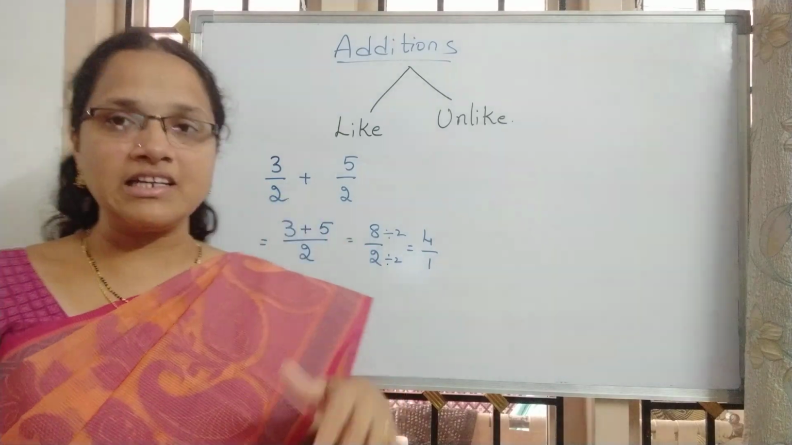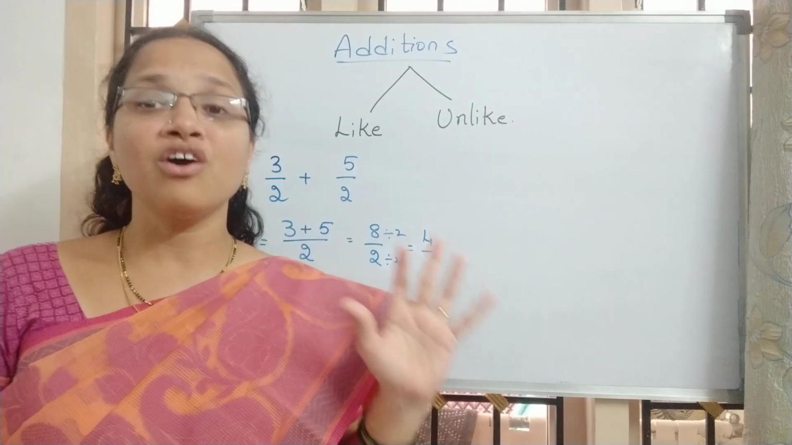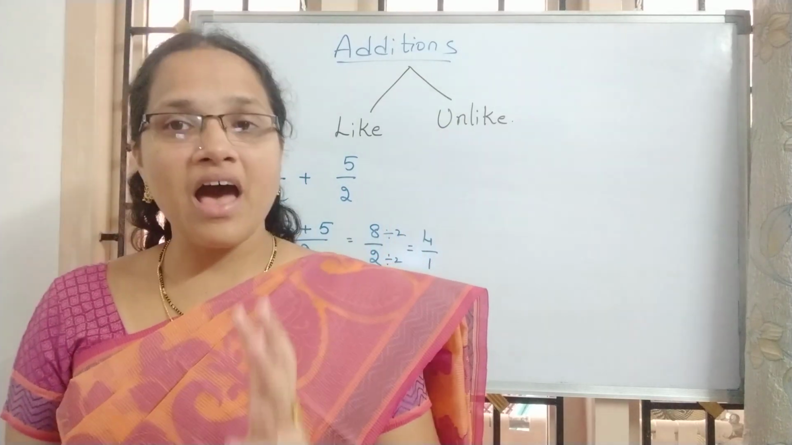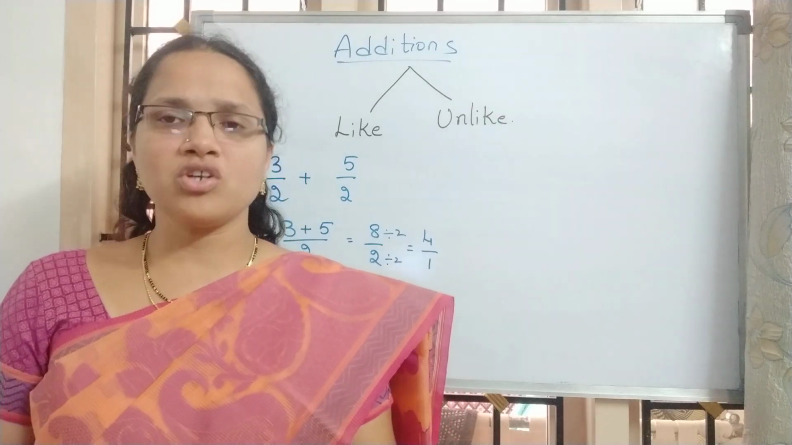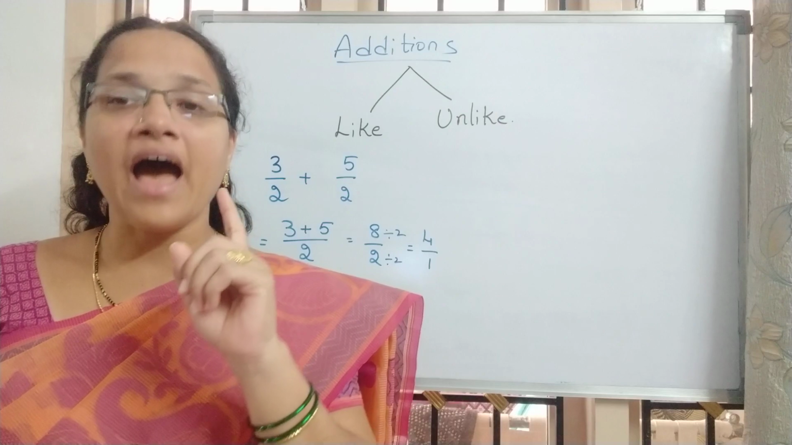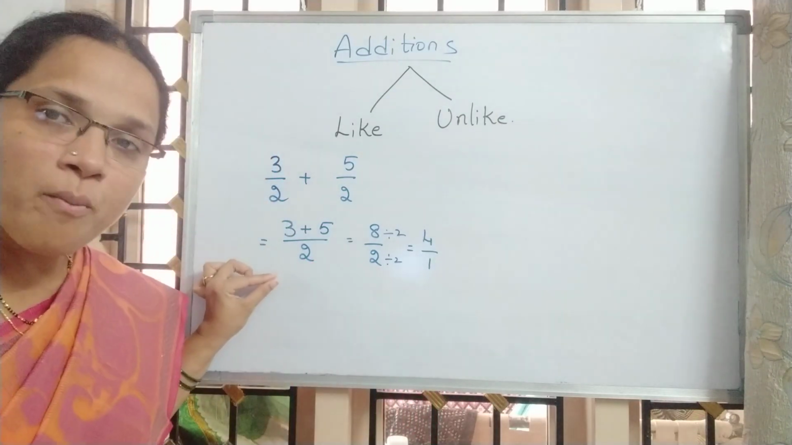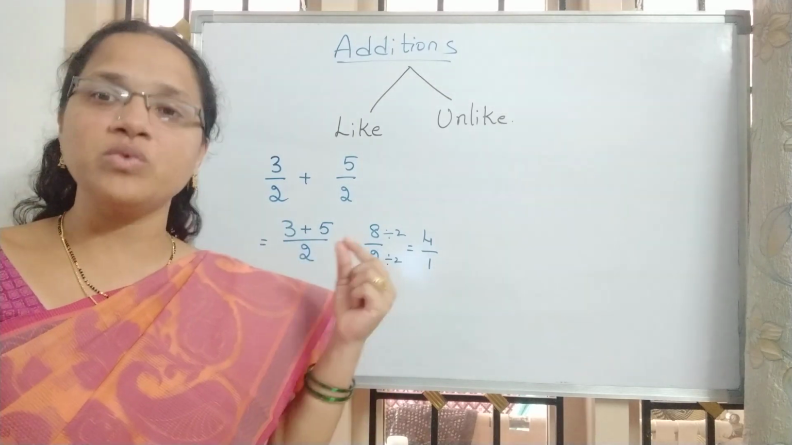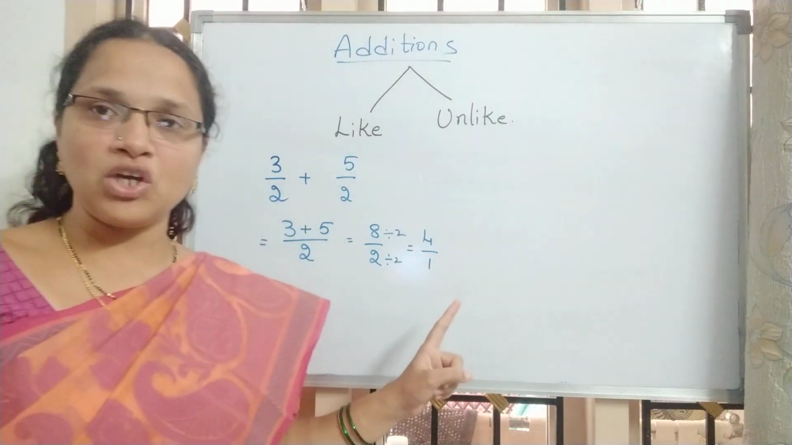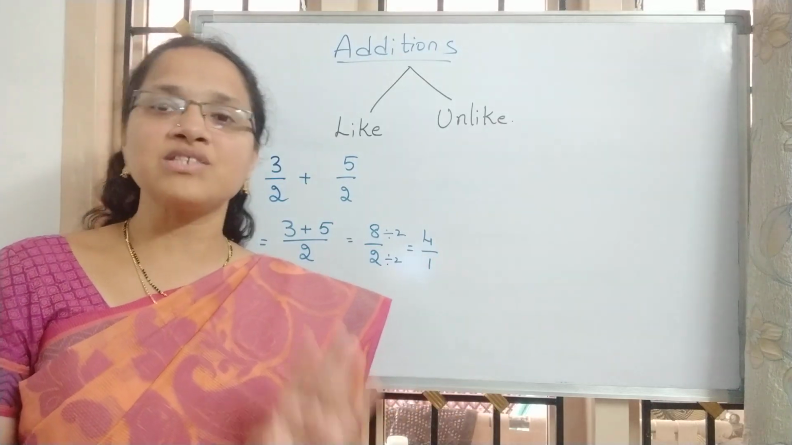Now let us once recall the procedure we have done for like fractions. As like fractions have the same denominator, we need not bother about the denominator. You should add the numerators under the common denominator, that means the same denominator which is there for both. Then you continue the arithmetic operation and convert the answer into the simplest form.